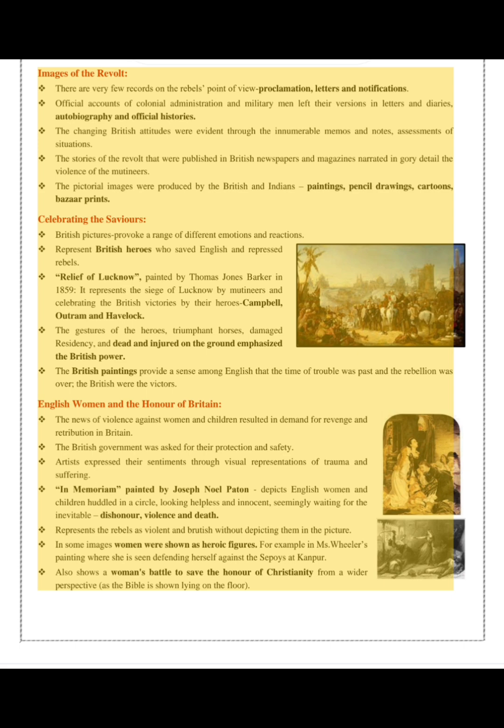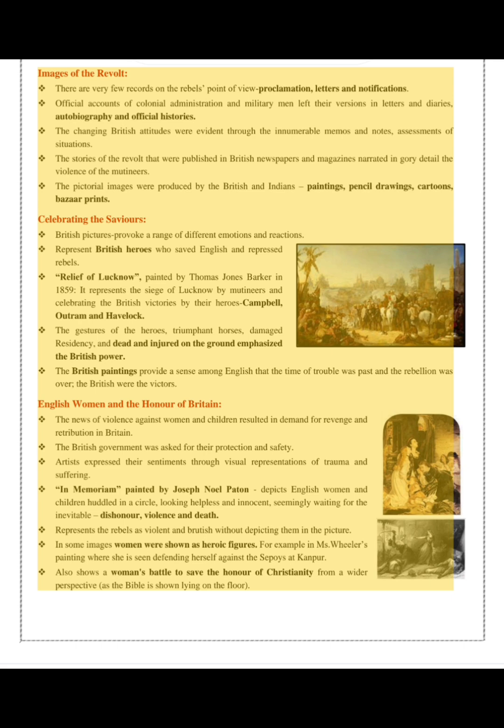Celebrating the saviors. British pictures provoke a range of different emotions and reactions. They represent British heroes who saved the English and repressed rebels. Relief of Lucknow, painted by Thomas Jones Barker in 1859, represents the siege of Lucknow by mutineers and celebrates the British victories by their heroes Campbell, Outram and Havelock. The gestures of the heroes, triumphant horses, damaged residency, and dead and injured on the ground emphasized the British power. The British paintings provide a sense among the English that the time of trouble was past and the rebellion was over; the British were the victors.